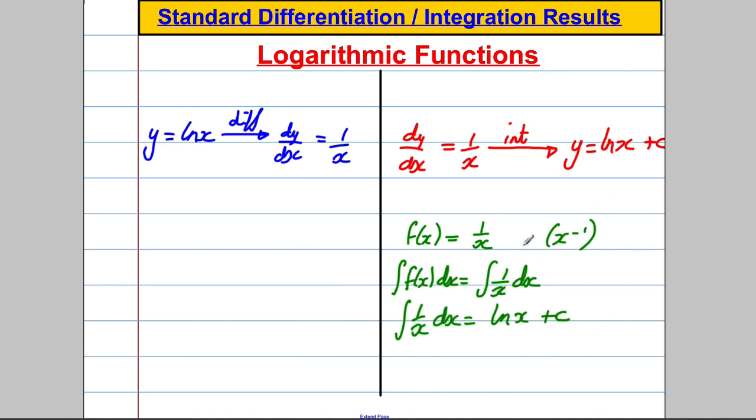Now notice I can't use the polynomial rule here. With polynomials, you remember I said you add 1 to the power and divide. If you added 1 to the power here, you would get x to the power of 0, and dividing by 0 would not give you a defined result, so you can't use that in this case. So when you're integrating 1 over x, you get natural logarithm of x plus c.